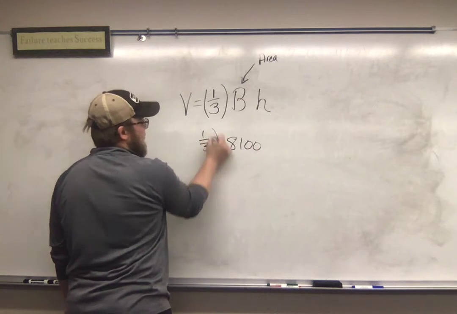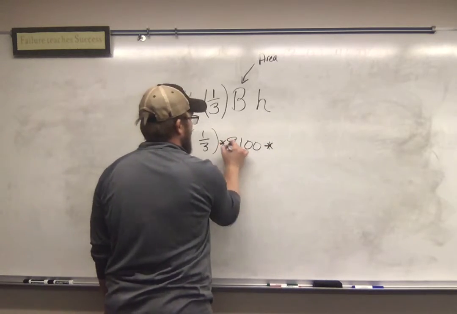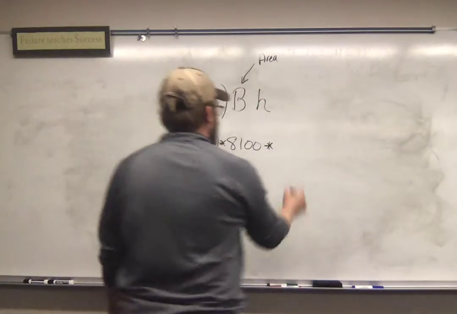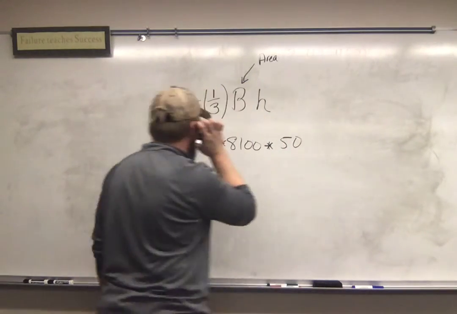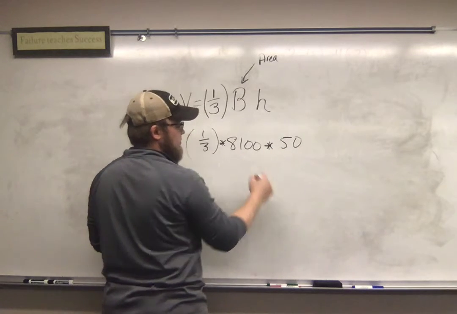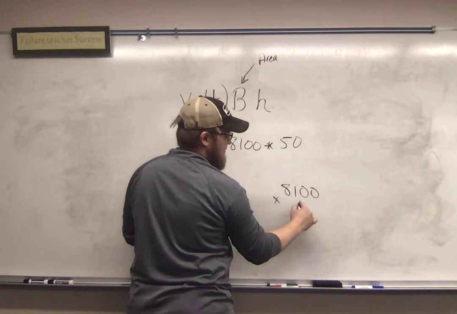Don't forget about the 1/3. And now let's also multiply it by the height, which is 50. So let's take these two first: 8100 times 50.